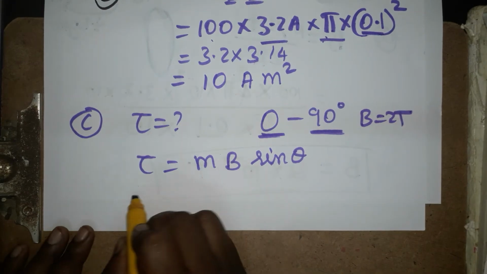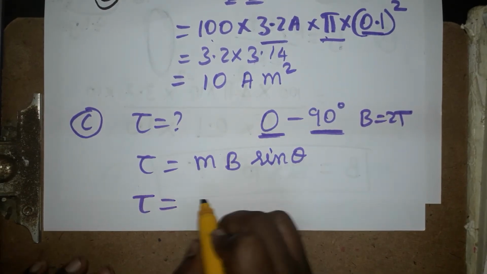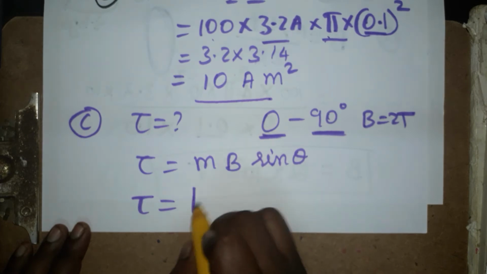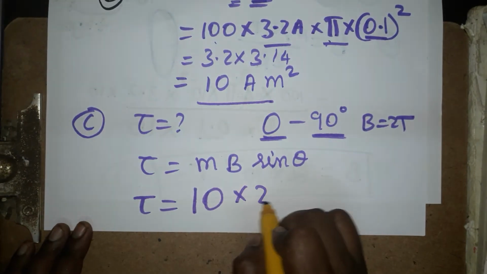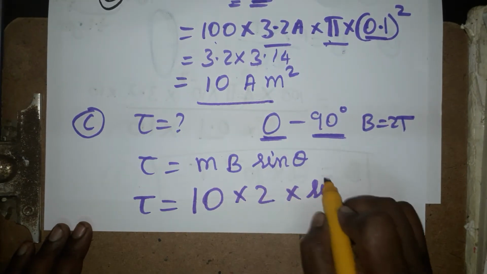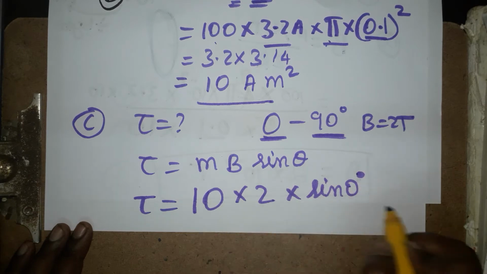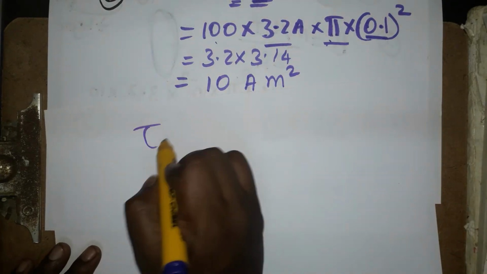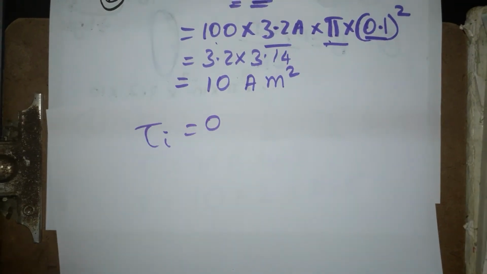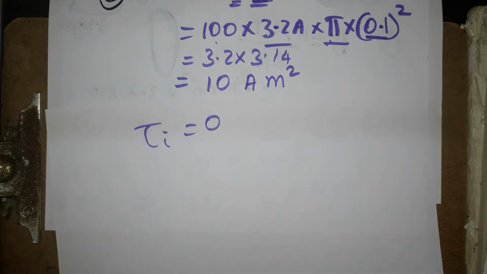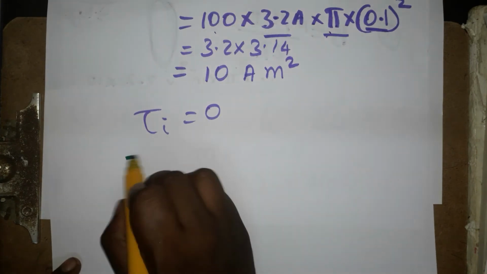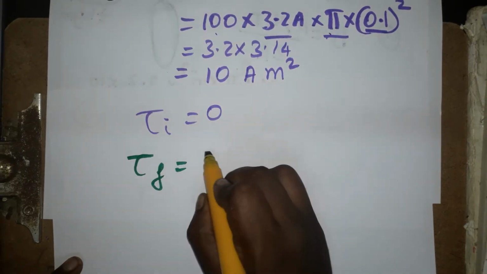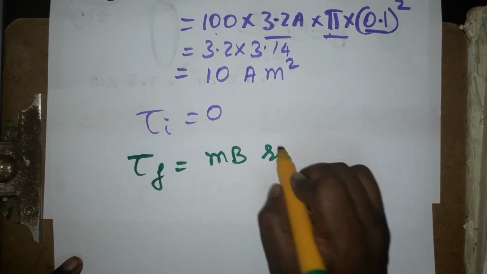the question. So torque is equal to m, the dipole moment, which we already found as 10. Magnetic field is going to be 2. Sin 0 degree is 0. Torque will be minimum at 0 degree, so initial torque will be 0. Then the final torque we will take as the changing torque. So torque maximum, torque final is equal to mb sin 90.